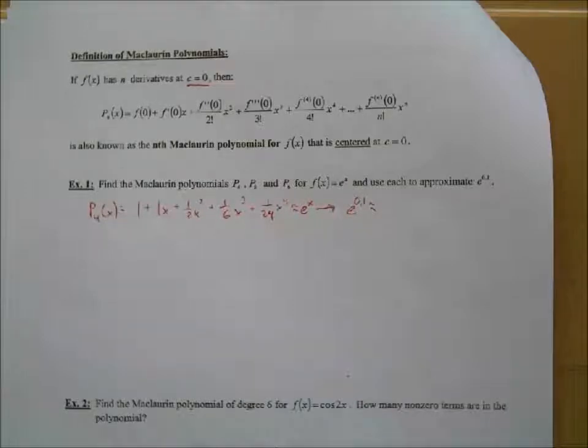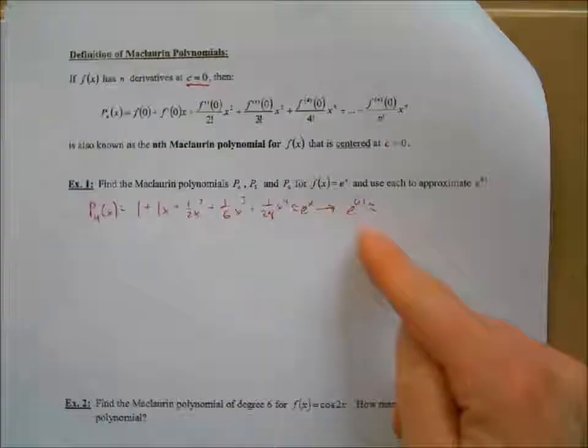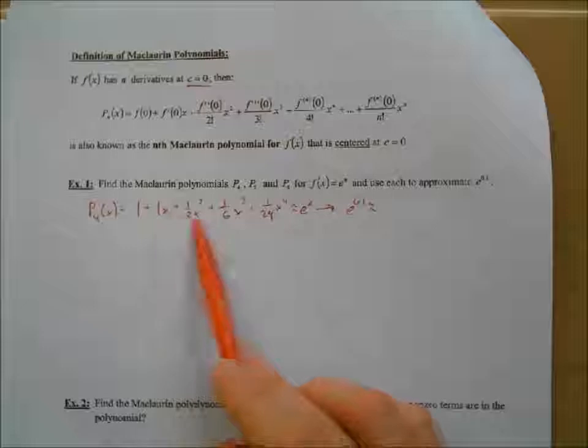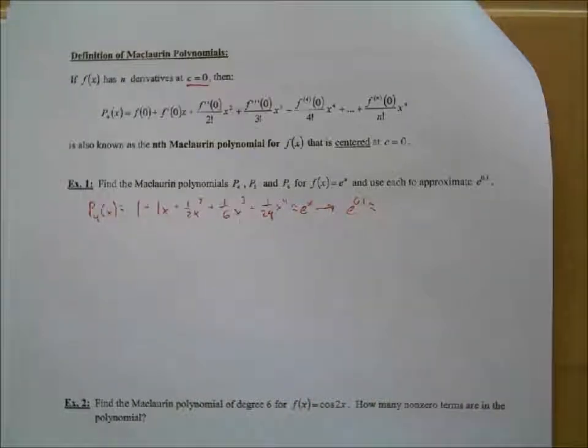Okay. So how should we use this polynomial approximation of e to the x? How should we use it to evaluate or approximate e to the 0.1? What should we do with this polynomial? Plug in 0.1 for x. Exactly right. Okay, the x is here. Is the x here too? Right, so we're just going to put 0.1 in there for the x.